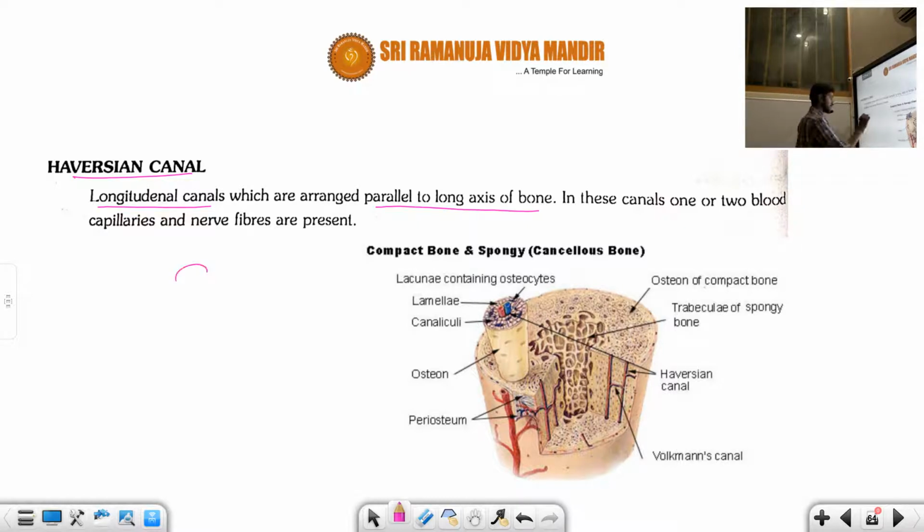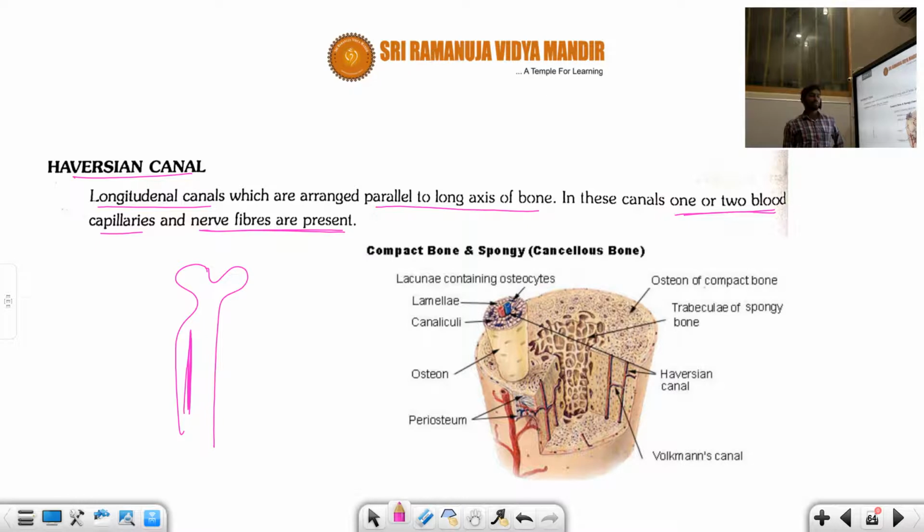Suppose you can see this is a bone, right? In this internal structure, we can represent the Haversian canal. These canals have one or two blood capillaries and nerve fibers present. So the nerve fibers and the blood capillaries are present here, right?